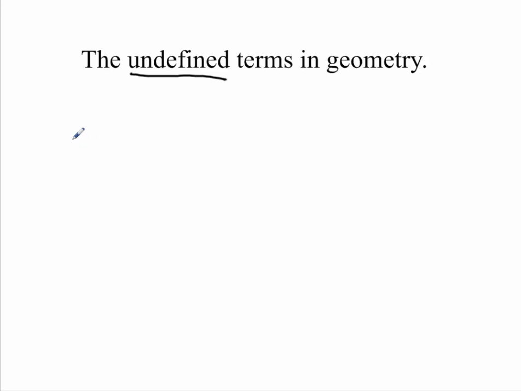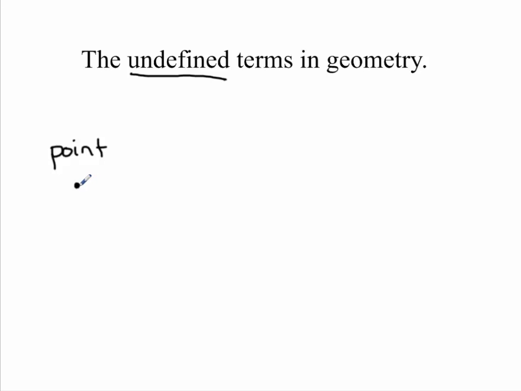using similar words. So for instance, the first one is point. The first undefined term in geometry is a point, and we represent it with a dot. Right? What is a point? Well, a point is a dot. What's a dot? It's a point. So you can see how you can't really define it. You have to just see it, and that's it.